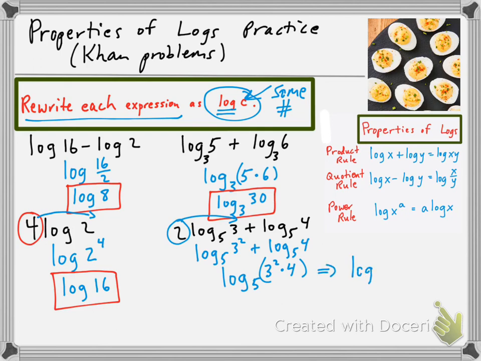That's the log base 5 of 3 squared, which is 9, and 9 times 4 is 36. So we have rewritten the initial log expression as a log with a base of a number. So log base 5 of 36. And that's it for this video. That's it for the appetizers.